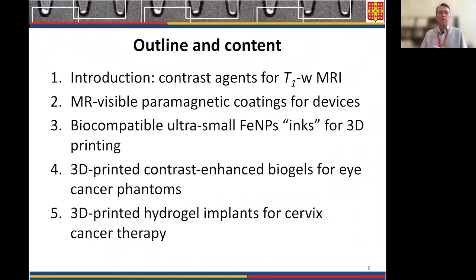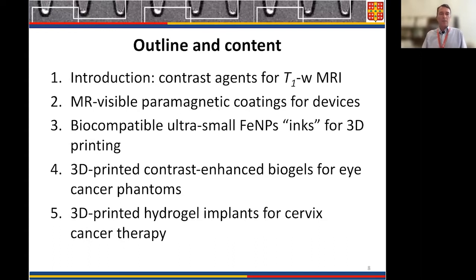So I will start with a brief introduction about contrast agents for T1 weighted MRI, because this is one of the specialties of the lab that we developed about 11 years ago when we first purchased the MR system. Then I will describe one of the first applications that we made with the paramagnetic nanoparticles that provide a contrast enhancement for devices.